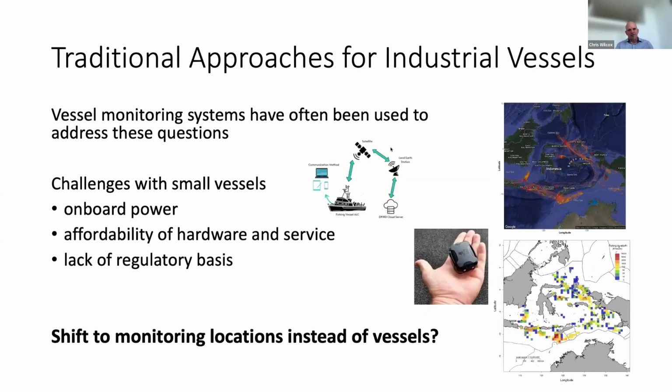The traditional approach for industrial vessels has been vessel monitoring systems. These are basically a GPS transponder on the boat, which generally transmits to a satellite or maybe to coastal receivers, and then goes via some comm system to a central surveillance center.